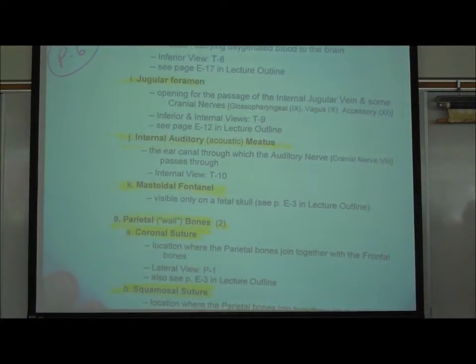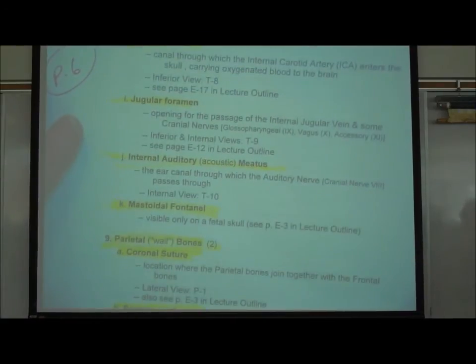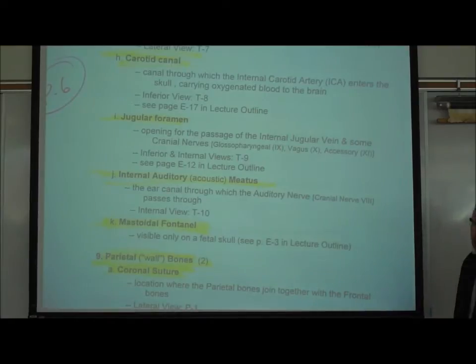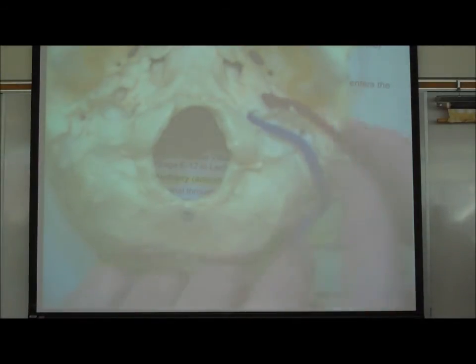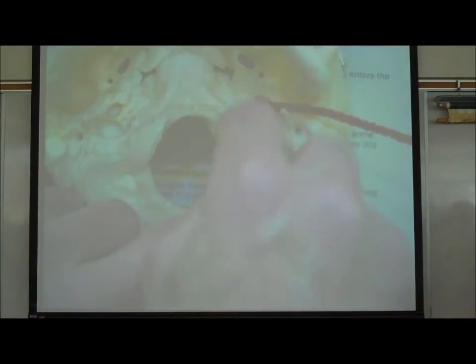Back where we were on our 22-page handout, page 6, we wrote jugular foramen. And the jugular foramen is a hole through which the internal jugular vein goes through. So if you look on the inferior side of the skull, you'll see a hole right below, posterior to the carotid canal, is the jugular foramen.